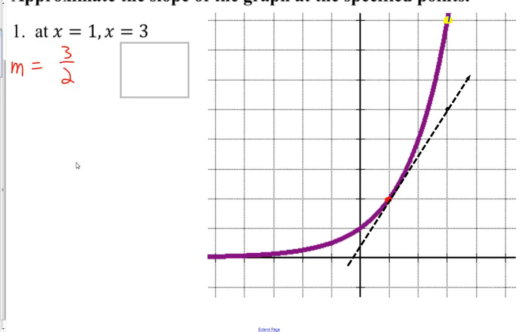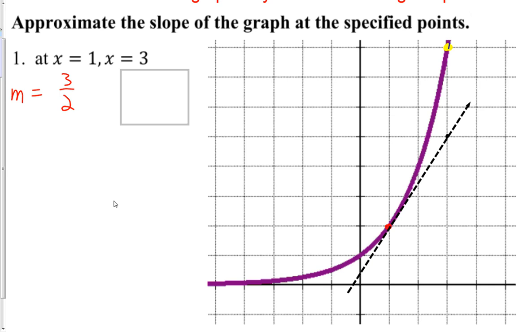Other people might find 2 because it does say approximate. I wouldn't expect a 1. It's more steep than a slope of 1. But anyways, that was about what I got.